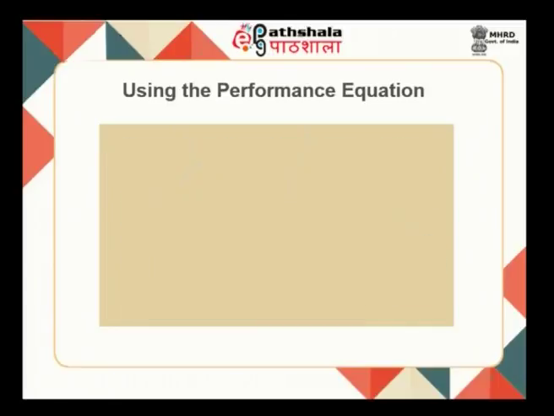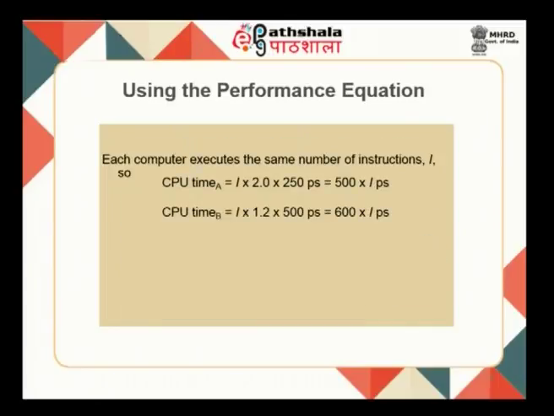If you need to calculate this, then you know that because each computer executes the same number of instructions, it implements the same instruction set architecture. So, you can just find out the CPU execution time A as I, the number of instructions that get executed, into 2 into 250 picoseconds, which is 500 I picoseconds. Similarly, the CPU execution time for B is again I into 1.2 into 500 picoseconds, which gives you 600 into I picoseconds.